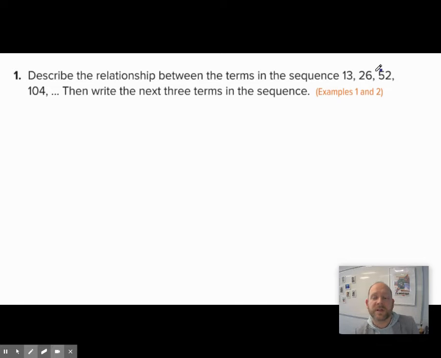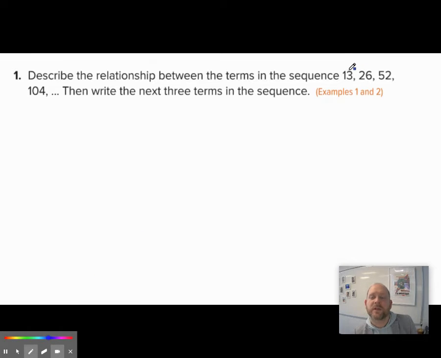So we need to look at our terms and see what we can figure out. So we've got 13 here. Maybe we can even just start with what we've got up here. Let's try that. So between 13 and 26, what can we do? Well, that's adding 13, right? But if I add 13 to 26, I would get 39, and that doesn't work here, so that can't be right. So doesn't look like we're adding by a certain amount.